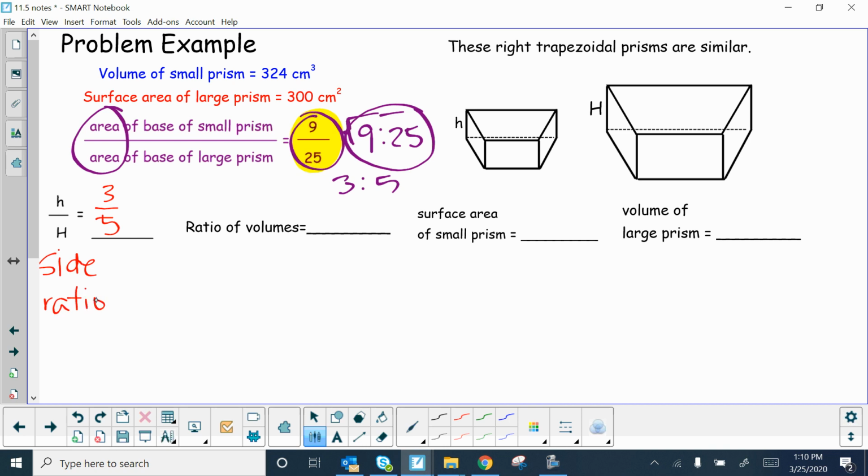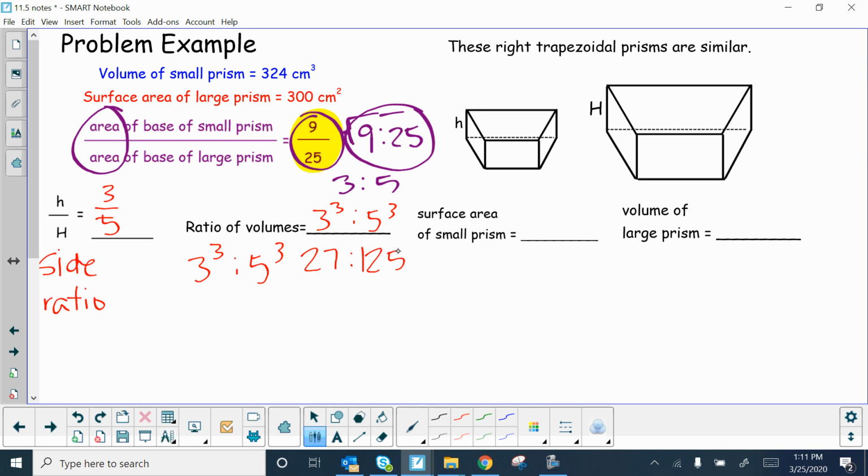So what would the ratio of the volumes be? Well, think about it. If you have the side ratio, all you have to do is cube the side ratio, and that's the ratio of the volume. I don't mind if you leave it like that, 3 cubed to 5 cubed. If you want to, you can multiply it out. 3 cubed is 27, and 5 cubed is 125. So either one of those is fine.